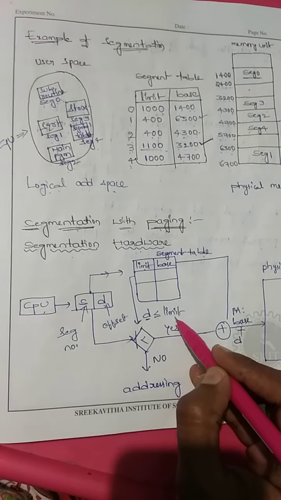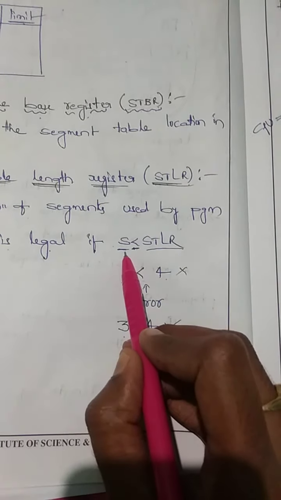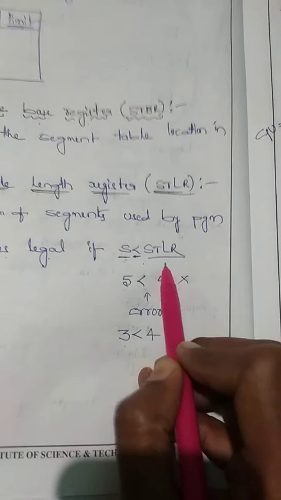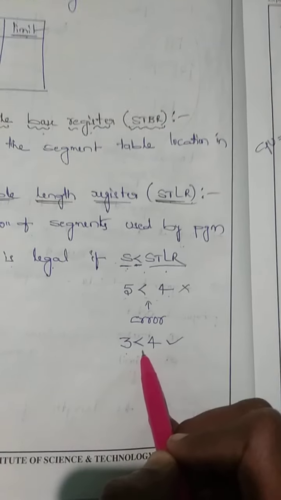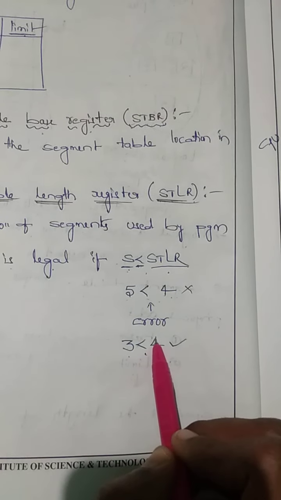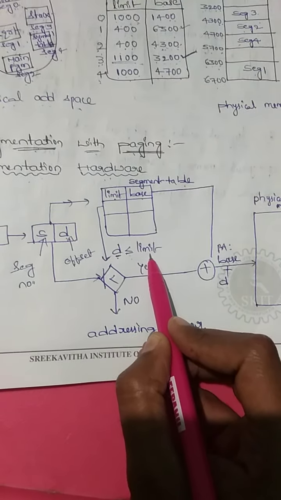We already discussed this point in the segmentation architecture. Now you will see here whether this particular segment number or offset is less than or equal to the limit. If it is true, the next process will be executed. If it is false, there is an error. The same thing is written in the hardware also.